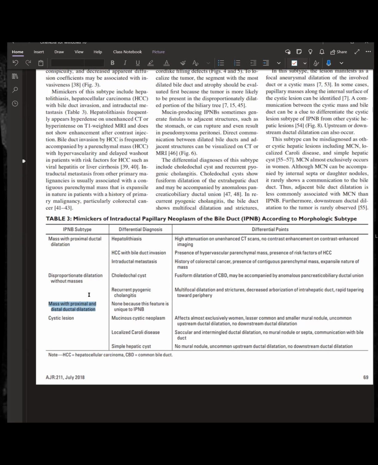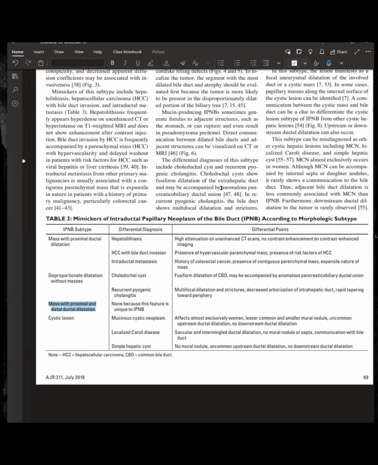And then you can also have less non-specific findings. So if you have a lesion with upstream dilatation, then you would include these other items in the differential. If you have disproportionate dilatation without a lesion, then you would include pyogenic cholangitis, choledochal cyst. And if you just have a cystic lesion, then it could be an MCN, localized Caroli's, or a hepatic cyst.